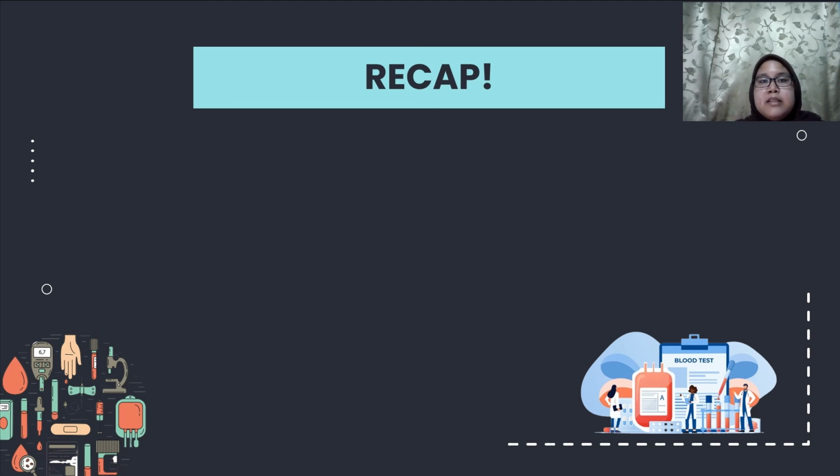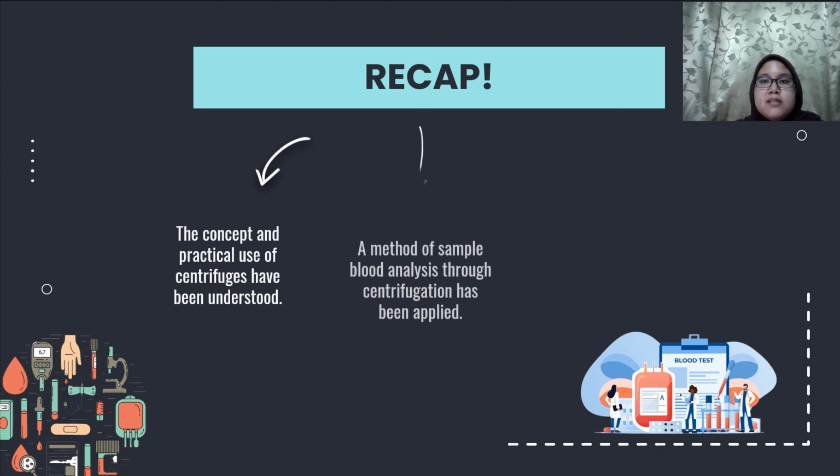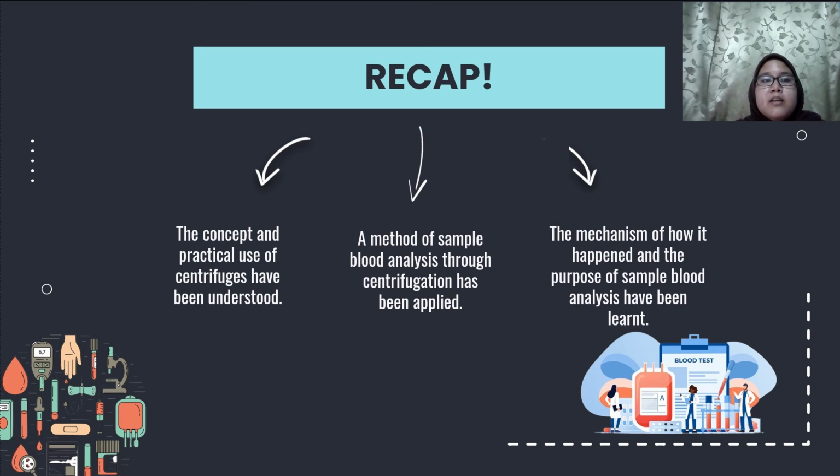Before we end our presentation, I would like to recap the things that we have presented. First, we have learned the concept and the practical use of centrifugation. Next, we have looked at the method on how the blood analysis will be done through centrifugation, which is plasmapheresis. Third, the mechanism and the purpose of these biochemical tests have been understood.